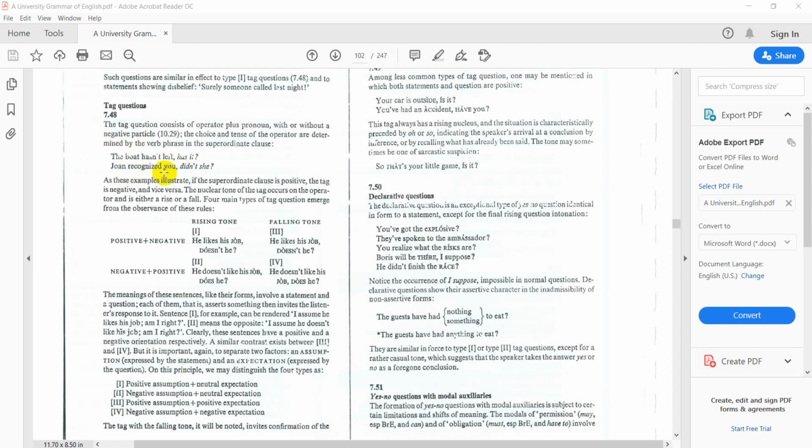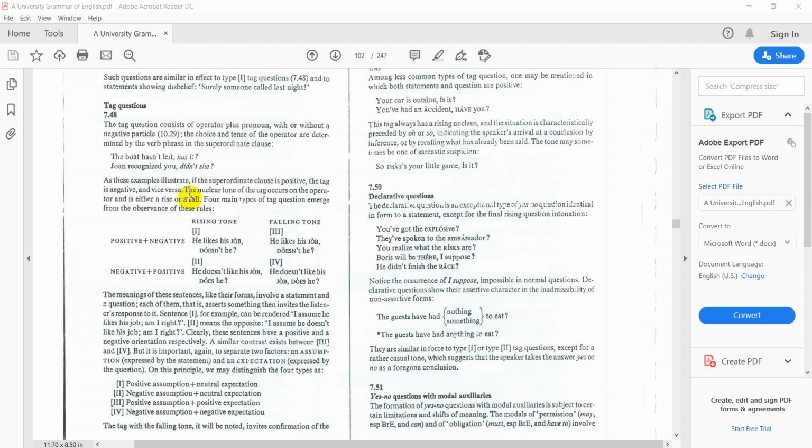Juan recognized you. In this sentence, as you see, there is no operator. So again, we can depend on the verb to form the tag. Since it is in the past, I have to use did. And since the sentence is affirmative, I have to negate the operator. Didn't she? I think this is clear.